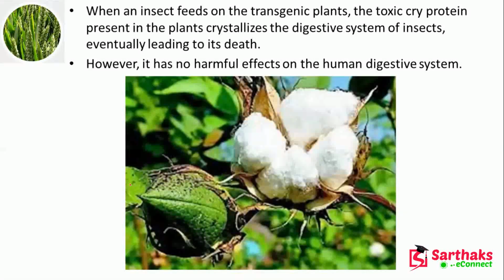Now when an insect feeds on the transgenic plants, the toxic cry protein present in the plant crystallizes the digestive system of the insect. And then what happens? Death of the insect. So our purpose is to protect the crop, and the BT crop has been saved.